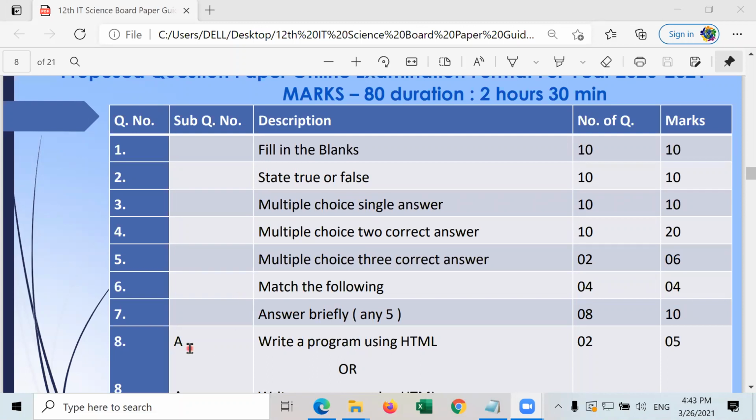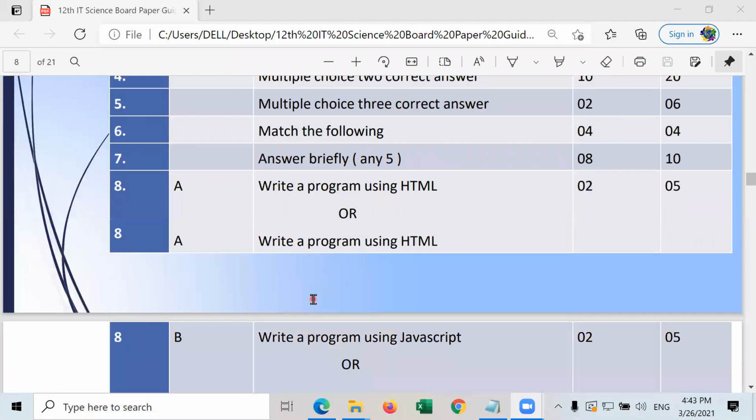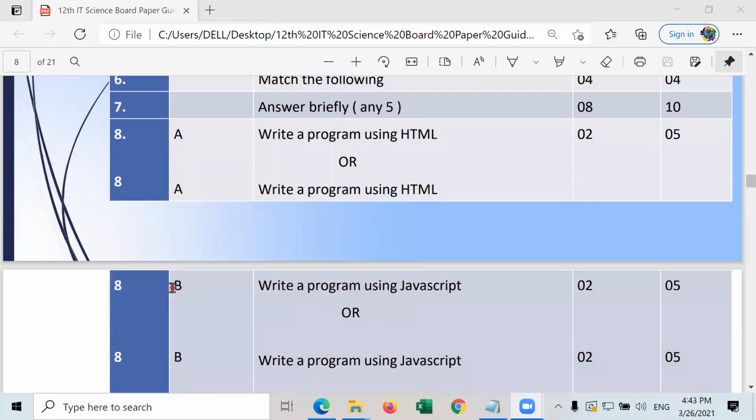Moving to last question. The last question is question number 8A and 8B. It is divided into 2 sections, 8A and 8B. In question number 8A, you will be given 2 HTML programs. Out of that, you have to solve any one that would give you 5 marks. And in question number 8B, you will be given 2 JavaScript programs. You can type any one, and if you type that program correctly, you will get 5 marks for that.